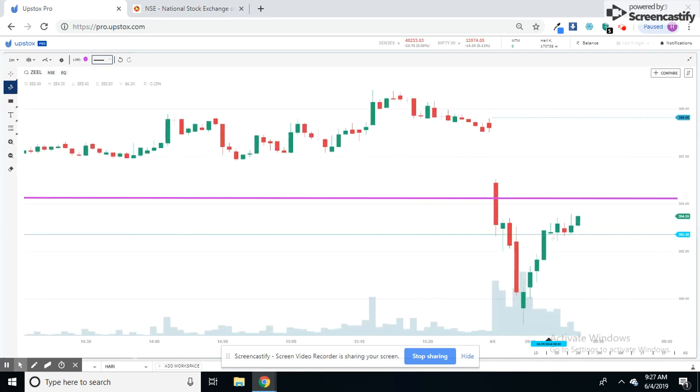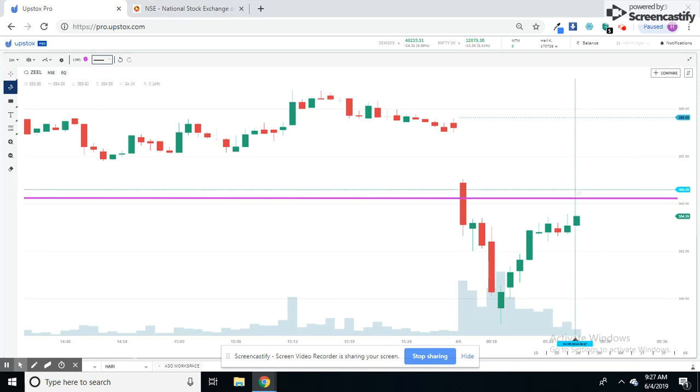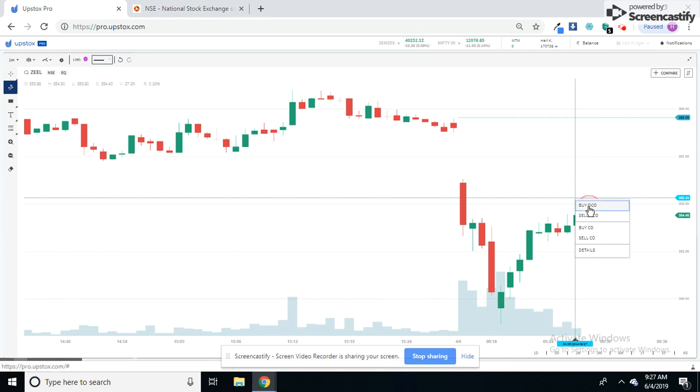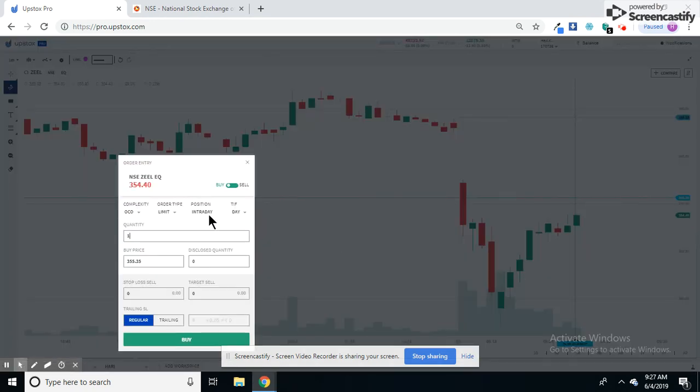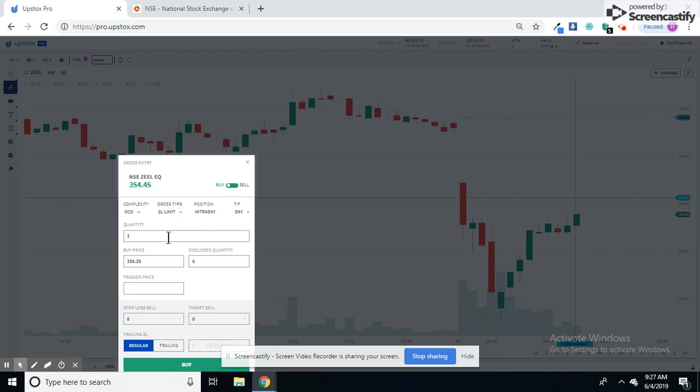If the price crosses above this level, I'll go for a buy position. So I'm going to place an order over here. Order type is buy OCO. Position is intraday. Quantity, I'll just do one. I'll keep the order type as stop loss limit, that is, the order will get triggered only once the price touches this level, 355.33. So I'll keep the trigger price as 355.35, and I want to get a fill between 355.35 and 355.45.